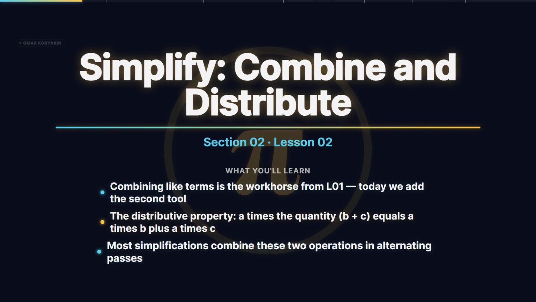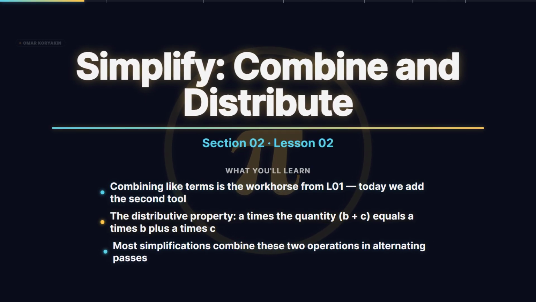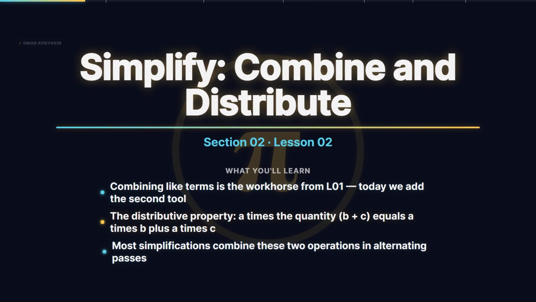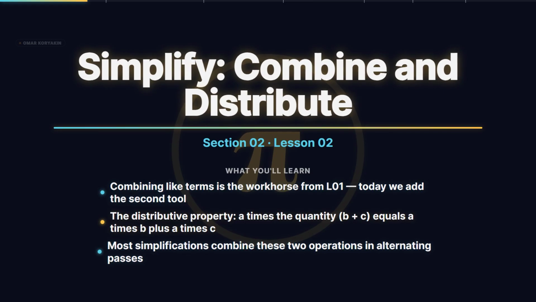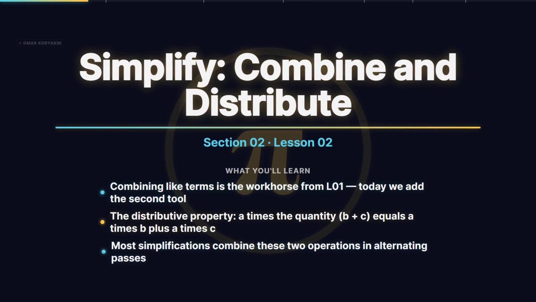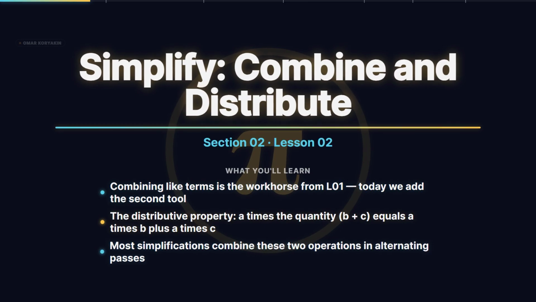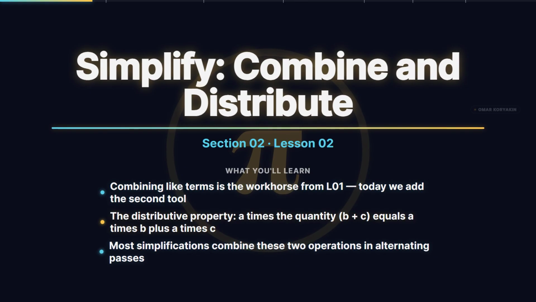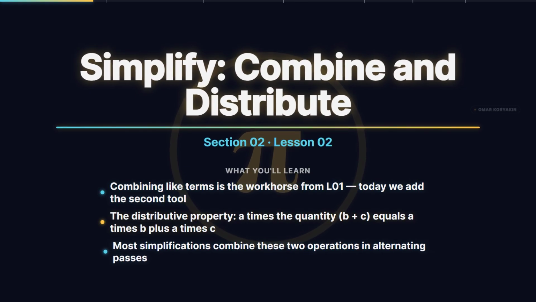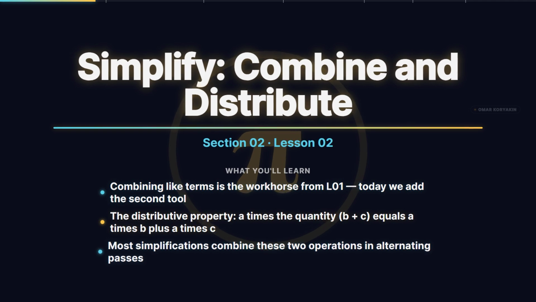Third idea. Most real simplification problems combine the two operations in alternating passes. You distribute first to remove parentheses, then combine the like terms that the distribution exposed. Sometimes you have to distribute a second time after the first round of combining, depending on how complicated the expression is. The order distribute then combine is the default workflow.